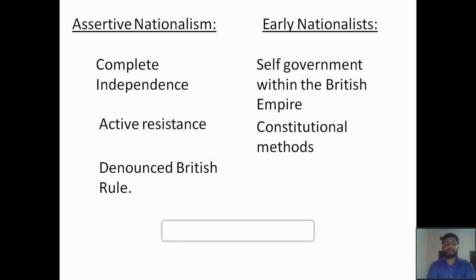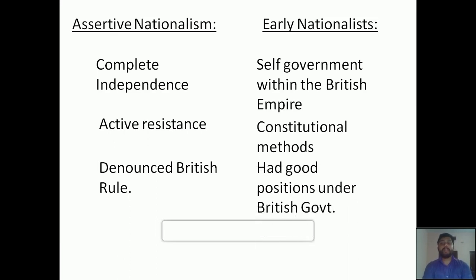Then the next point says denounce the British rule. Denounce means blaming somebody or something. They blamed British rule for the condition of India, because India's condition was always going from bad to worse. In such cases, how can we say that the British are the saviors of our country? It was not possible to say so. That's why they denounced the British rule. But early nationalists had a different opinion, had good positions under the British government. They still believed that the British would have good concern towards the people of India. So that was the difference between assertive nationalist leaders and early nationalist leaders.